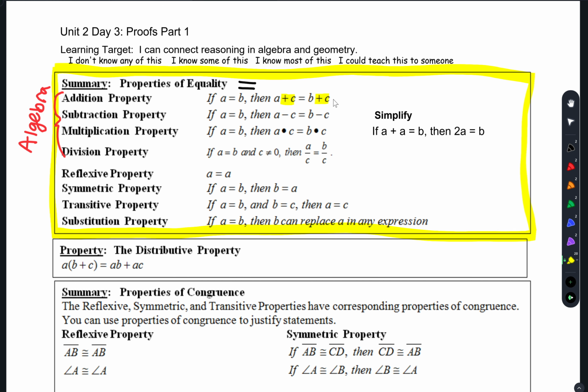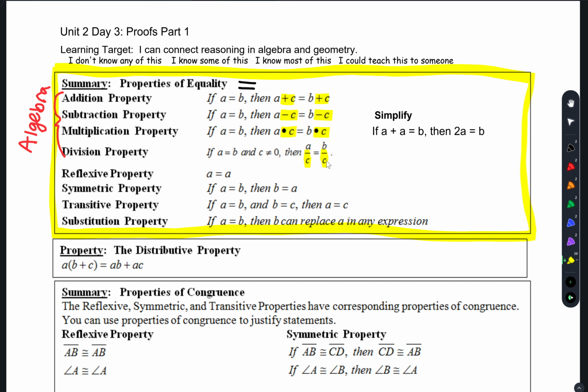The subtraction property of equality says that I can subtract the same thing from both sides of an equation, and it remains true. The multiplication property of equality states that I can multiply the same number to both sides of an equation, and it remains true. And the division property, as long as we are not dividing by 0, I can divide both sides of an equation by the same number, and it remains true. Those are just like my algebraic properties. We do those all the time and just don't even realize what we are doing has a name.